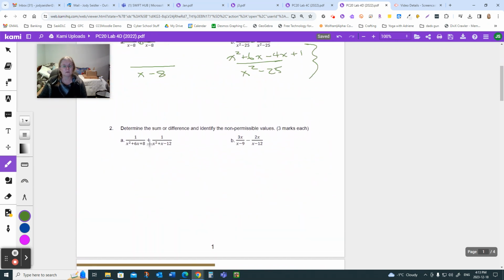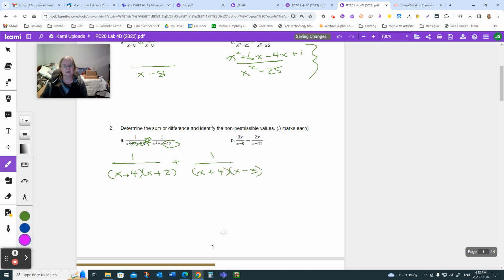Now, what do you do when they give you some that don't have common denominators? Factor, factor, factor. So this is going to be 1 over 2 things that multiply to make 8 and add to make 6. So x plus 4 and x plus 2 plus 1 over, and I'm writing really big because I'm writing on my tablet on the screen. 2 things that multiply to make negative 12 and add to make 1 would be 4 and negative 3.